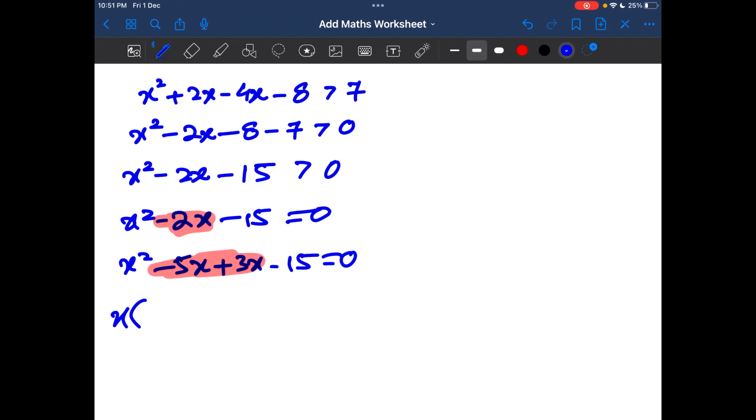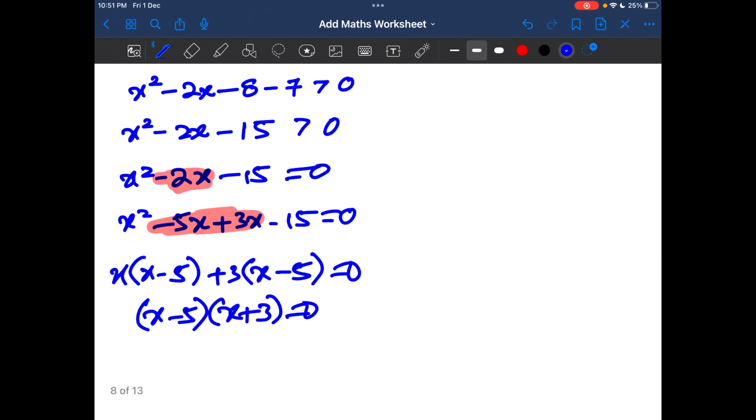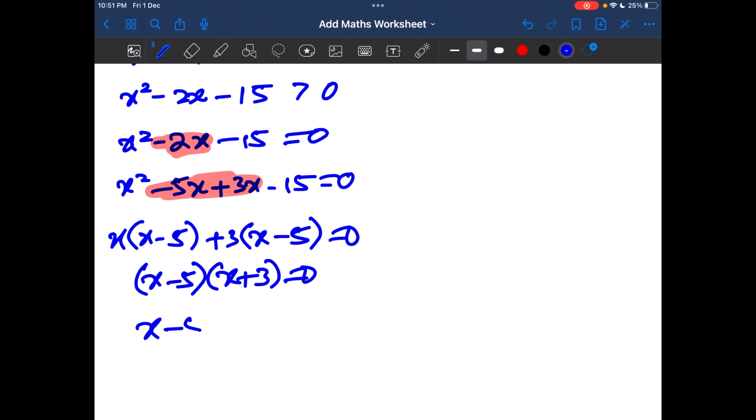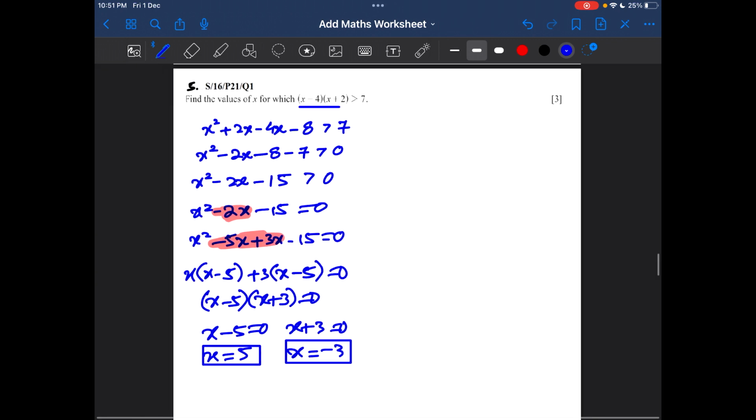Now I take x common from the first two terms, and I take 3 common from the next two terms. I got x minus 5 equal to 0 and x plus 3 equal to 0. So the value of x is 5, and the value of x is equal to minus 3 here. Once I got the values of x, but this is not your answer.